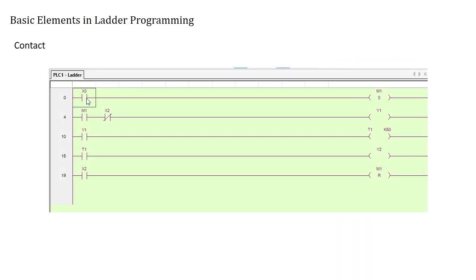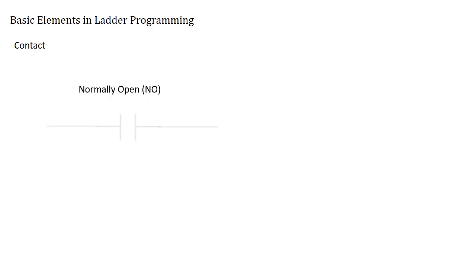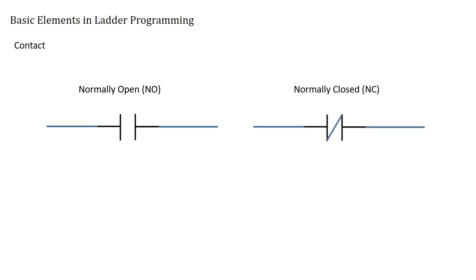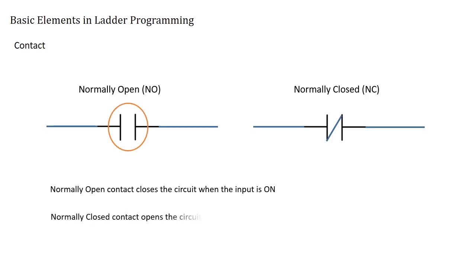Contacts are the basic elements used to check conditions in ladder logic. They represent input conditions in the program. There are mainly two types, normally open and normally closed. A normally open contact closes the circuit when the input is on, and it is represented by this symbol. A normally closed contact opens the circuit when the input is on, and it is represented by this symbol. By default, current passes through a normally closed contact.